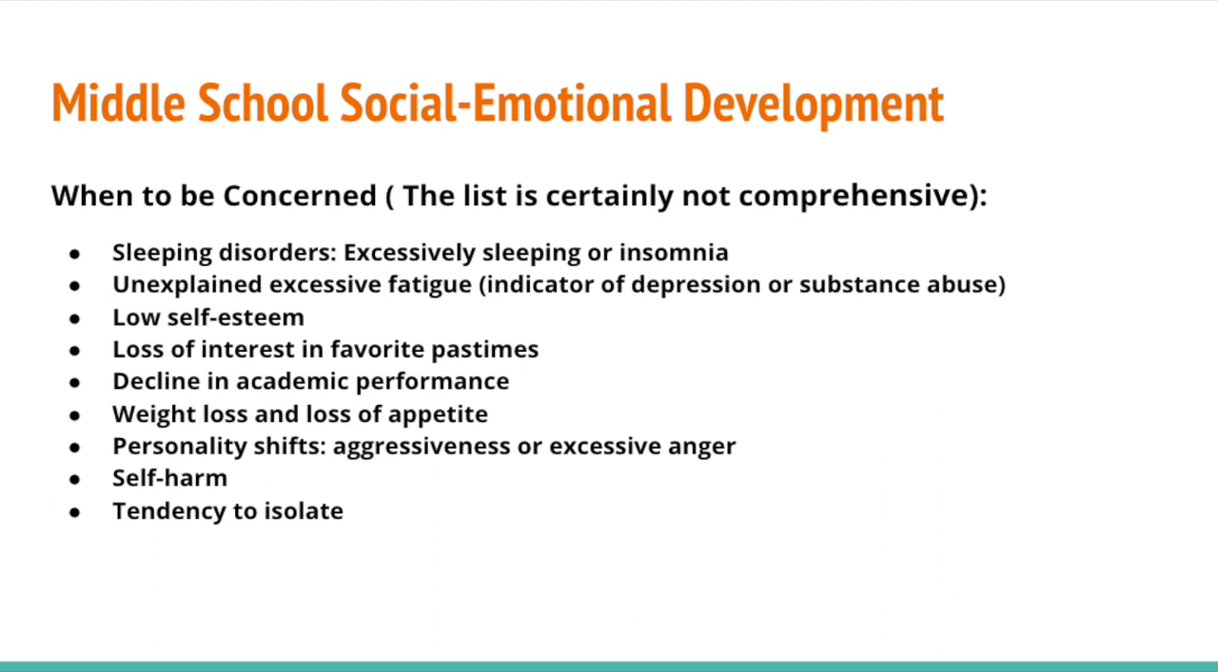A loss of interest in favorite pastimes, that can happen. Decline in academic performance, which is a big indicator. If we start seeing a student whose grades are starting to fall, or maybe a lack of attendance, we start to get concerned, and that's a big red flag. Weight loss, loss of appetite. Again, at this age, with body image, they start comparing themselves, and they may develop some bad or unhealthy habits as far as trying to control their weight. And then personality shifts, aggressiveness or excessive anger, and maybe even moving on to self-harm or a tendency to isolate.